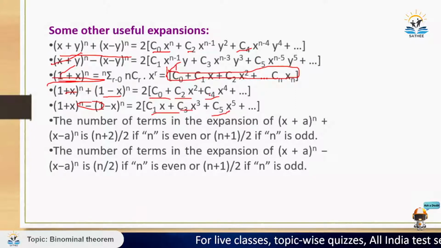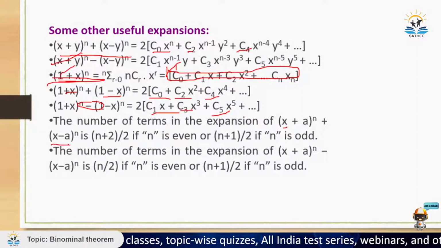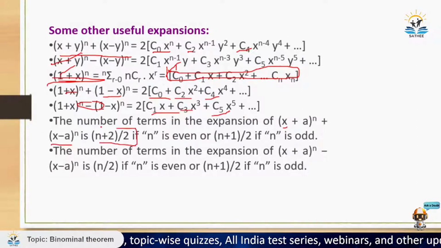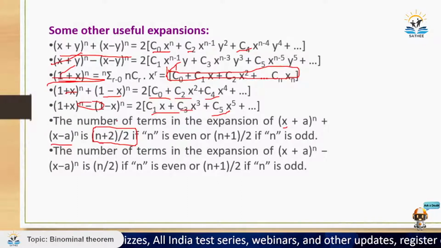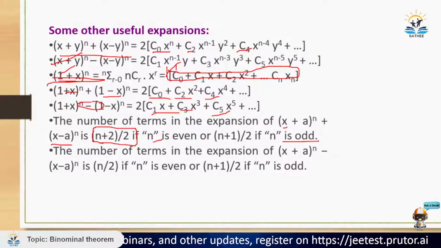Okay. So this is an important one: the number of terms in the expansion of (x plus a) power n plus (x minus a) power n would be (n plus 2) by 2. If you can remember it, you can remember it. But otherwise, if you are thinking that there are many results, then you can also derive them at the particular place only. Okay. वैसे ये (n+2)/2 होता है if n is even and (n+1)/2 if n is odd.